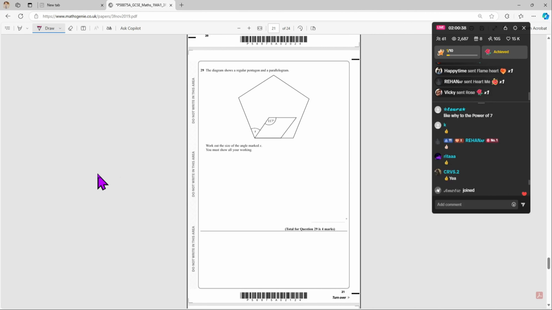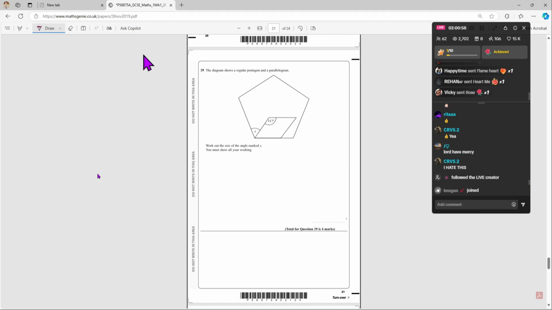Question number 29. The diagram shows a regular pentagon and a parallelogram. Work out the size of angle marked X. You must show all your working.